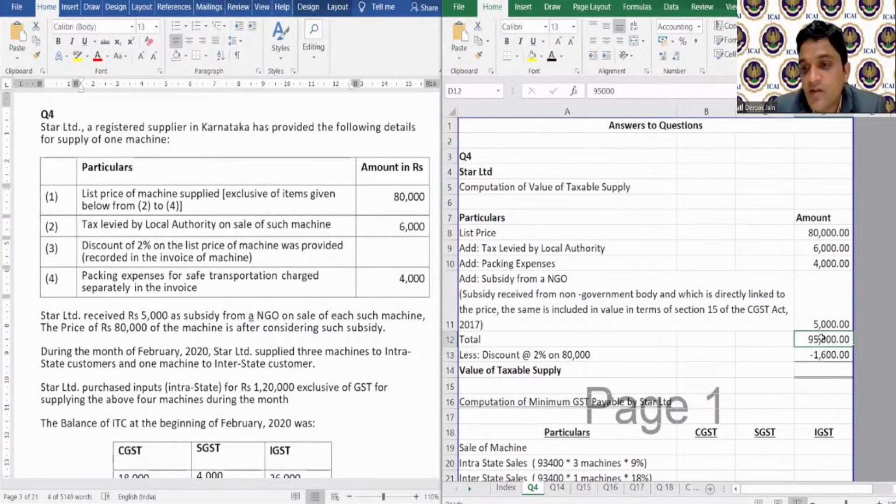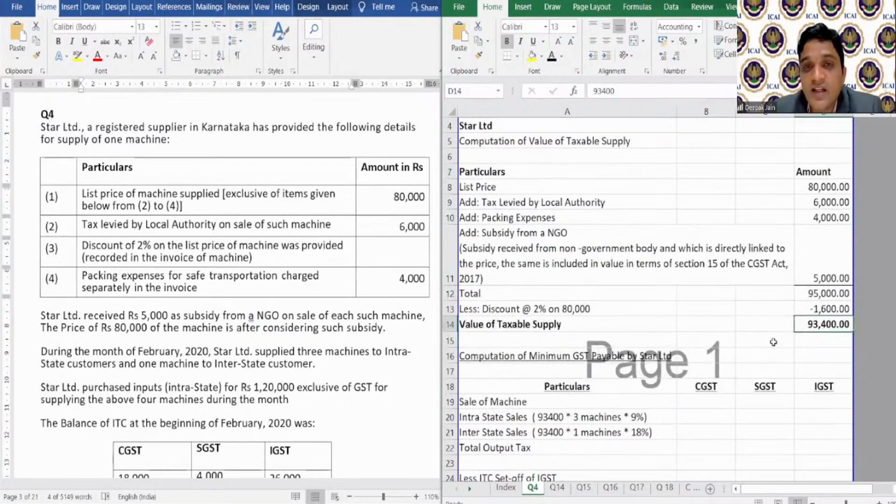So it is not based on the value we arrive at under GST after addition. The discount is on the list price, and the list price is stated as 80,000 rupees. So a discount of 2% on 80,000 makes it 1,600. So the value of taxable supply is 95,000 minus 1,600, which makes it 93,400. So this is the value for the purpose of GST for each machine.